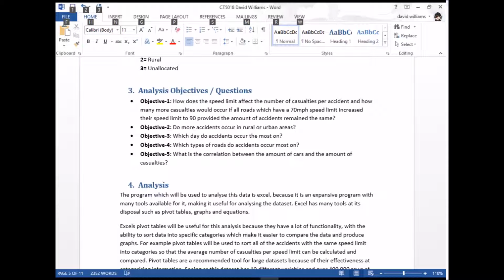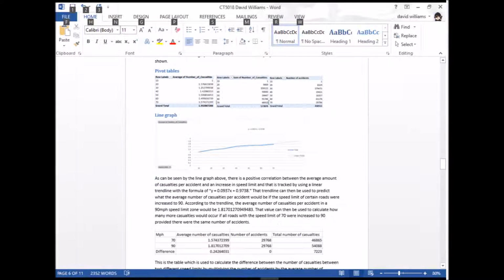Excel was used to manage the data because it's an expansive program with many tools available for it, including pivot tables, graphs, and equations. Now let's move on to the first objective, which was how does the speed limit affect the number of casualties. This was done by creating pivot tables which find out the average number of casualties, the sum of the number of casualties, and the number of accidents per speed limit.